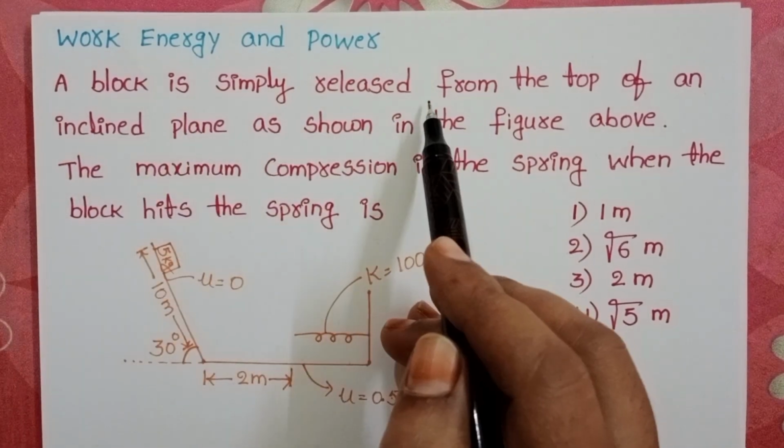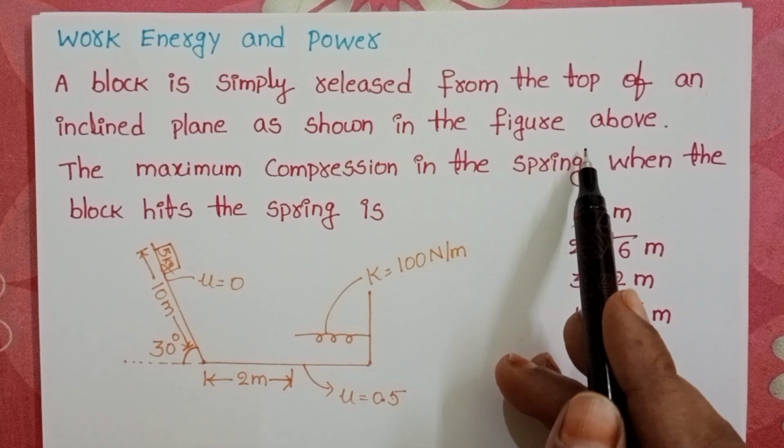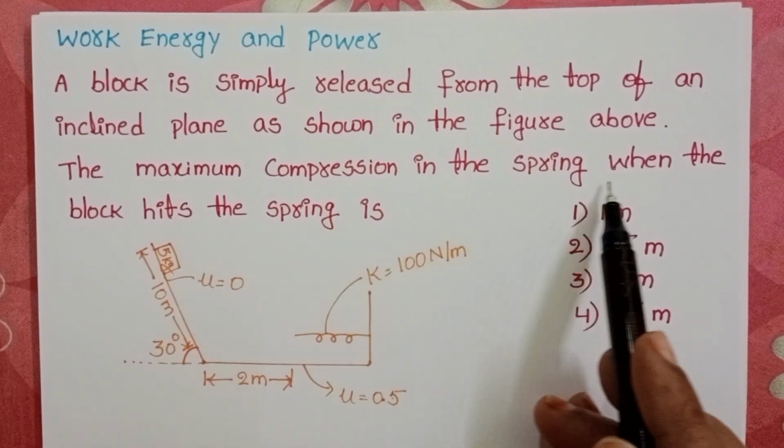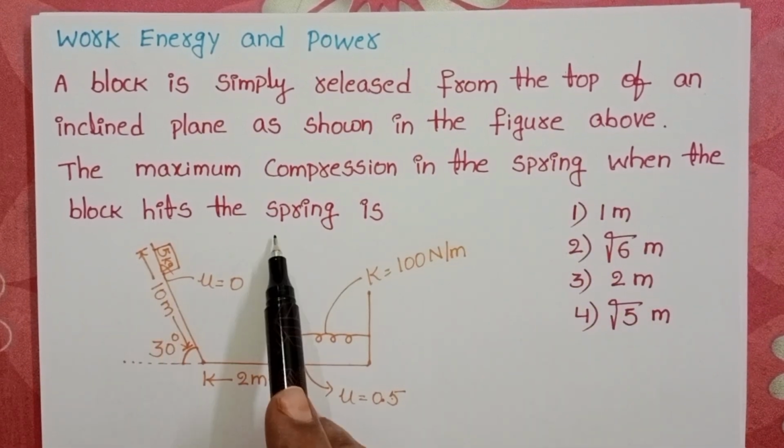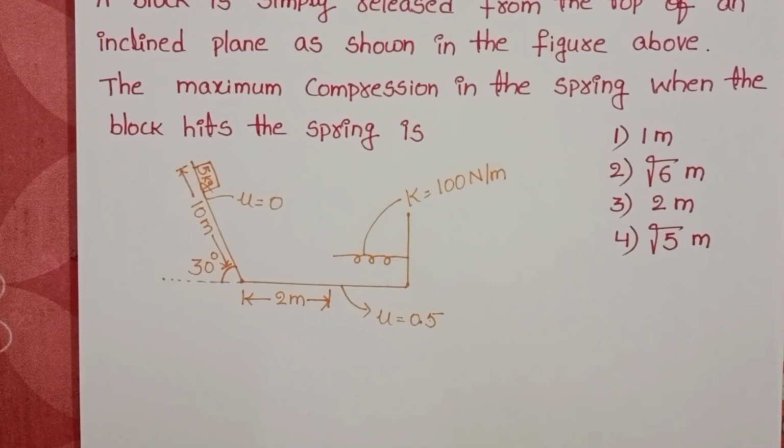A block is simply released from the top of an inclined plane as shown in the figure. The maximum compression in the spring when the block hits the spring is. This is the given diagram.